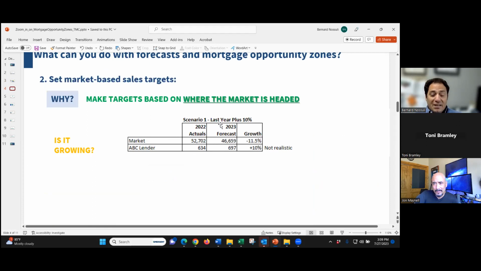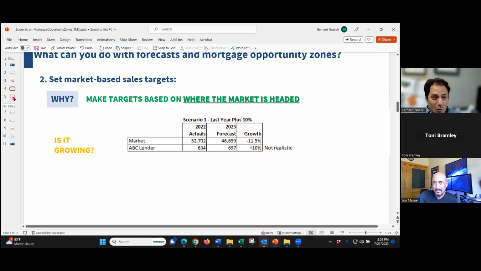Okay, but now here's our forecast. We're saying, hey, look at this. The market is actually dropping 11.5% in purchase loans in Denver. And traditionally, the goal is, hey, let's just do what we did last year plus 10%, right? So that if we approach the market with that goal, we would be trying to increase our loans from 634 to 697. And again, in this market, is that a realistic goal? No, to me, it's setting us up for failure.